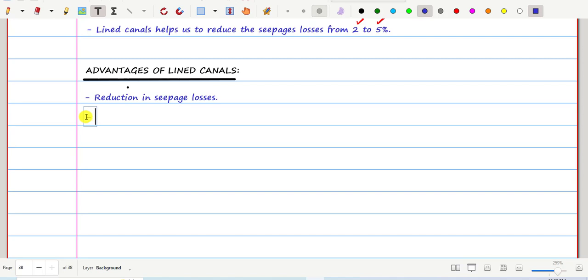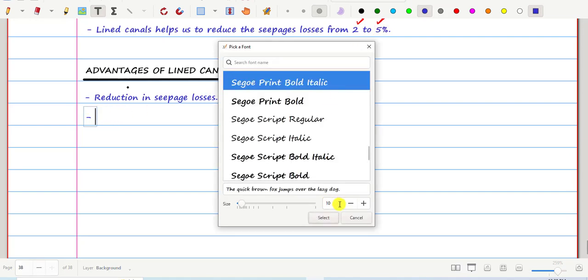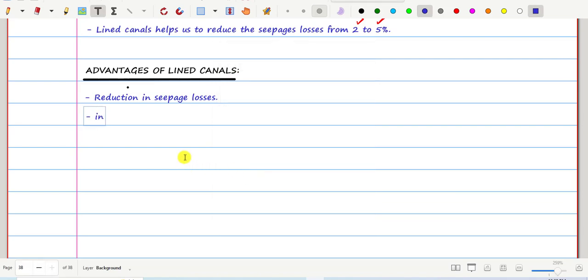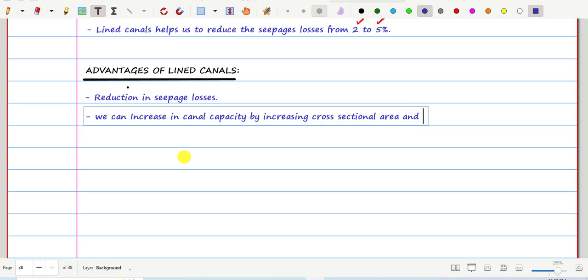The second advantage is increase in canal capacity. We can say that we can increase the canal capacity by increasing what? By increasing the cross-sectional area and velocity of flow. Okay, the formula Q is equal to AV represents this.